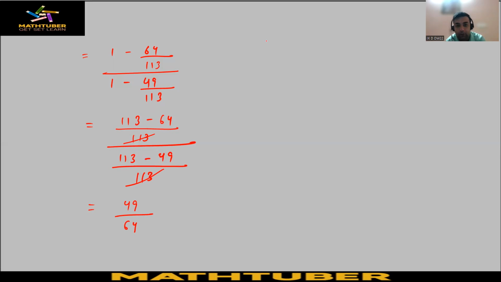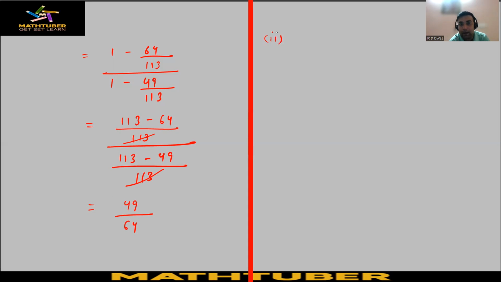Now let's come to the second part here. The second part is we have to find out the value of cot square theta. And we already know the value of cot theta, which was given in the question, that was 7 upon 8, and its whole square will be 49 upon 64. And this will be the answer.